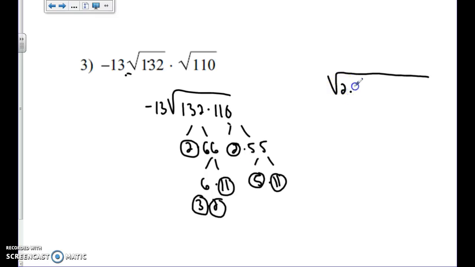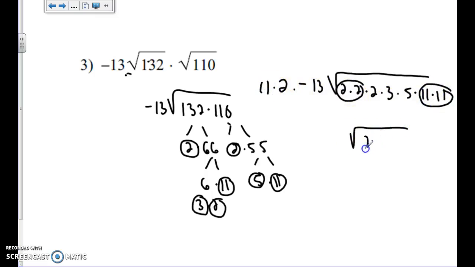Looks like I have two 2's, three 2's actually. I have a 3, I have a 5, and then I have two 11's. So for every pair of something, remember I already have negative 13 in front. For every pair of something, I could take out a 2, one of them, and then I have a pair of 11's. So underneath my radical sign, I have 2 times 3 times 5, and then right now I got 11 times 2 times negative 13 in front of the radical sign.